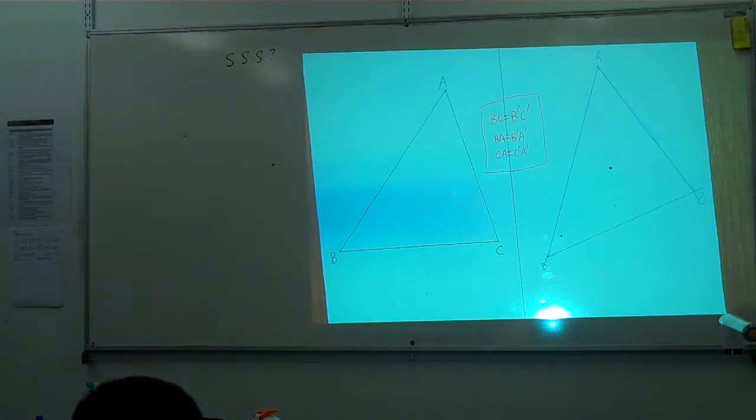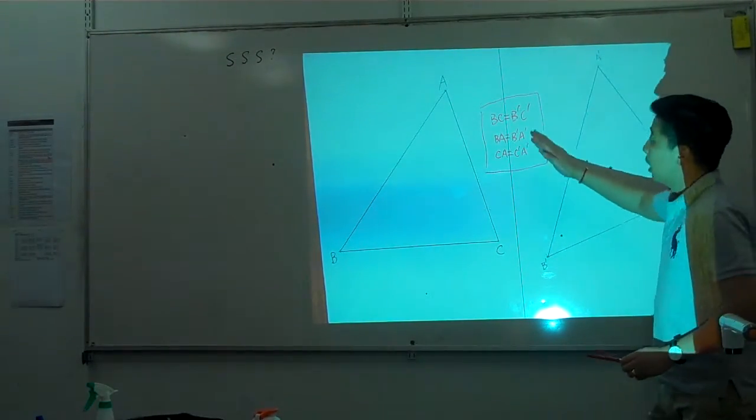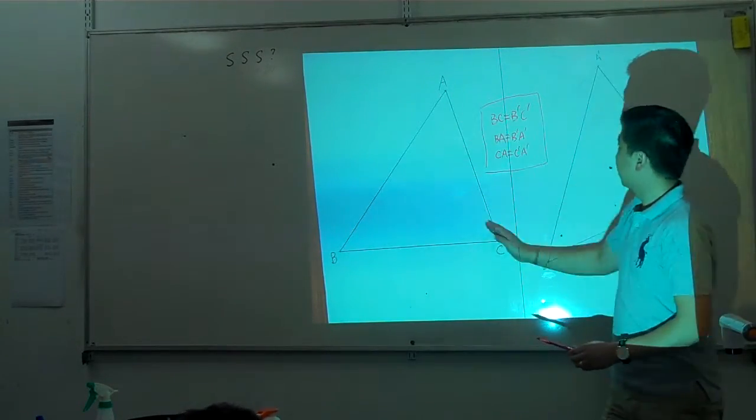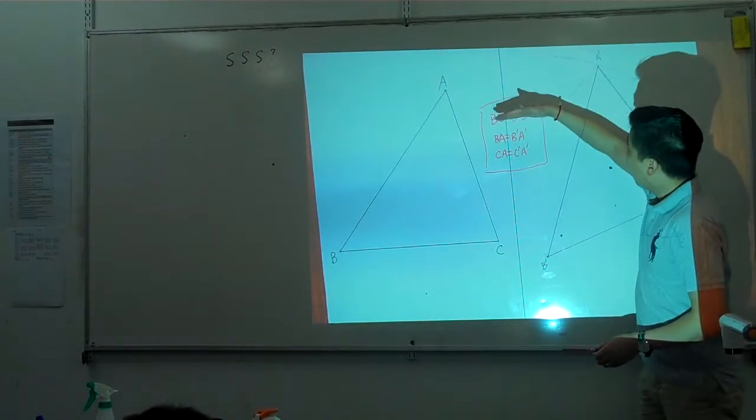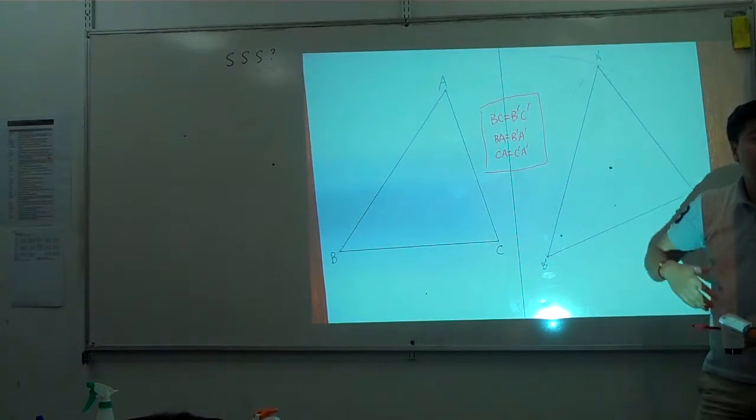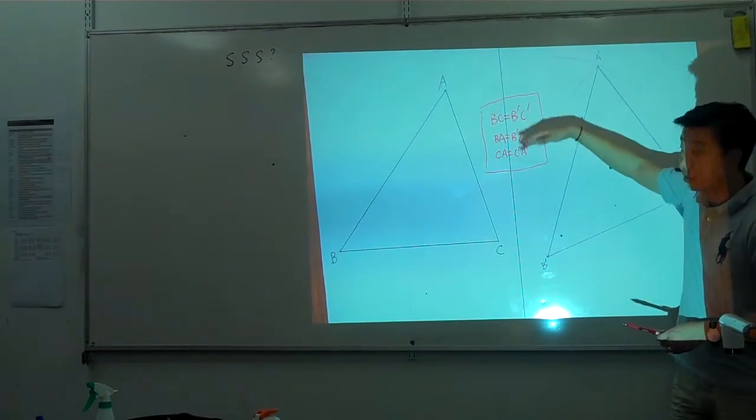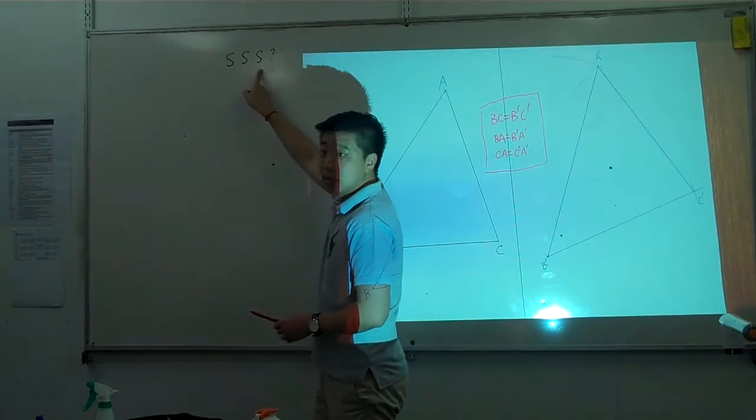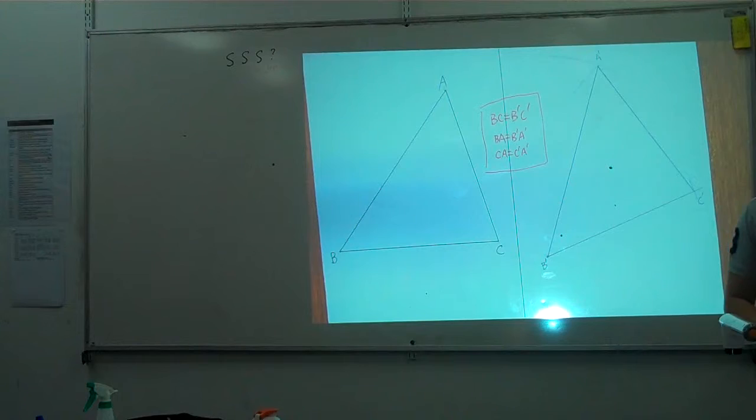Okay, now I've got some questions. Are they all corresponding sides? Yes, good, for each one. Alright, for each triangle, they are the corresponding sides. How many pairs of corresponding sides are equal? Three, good. 1, 2, 3. 3 sides.